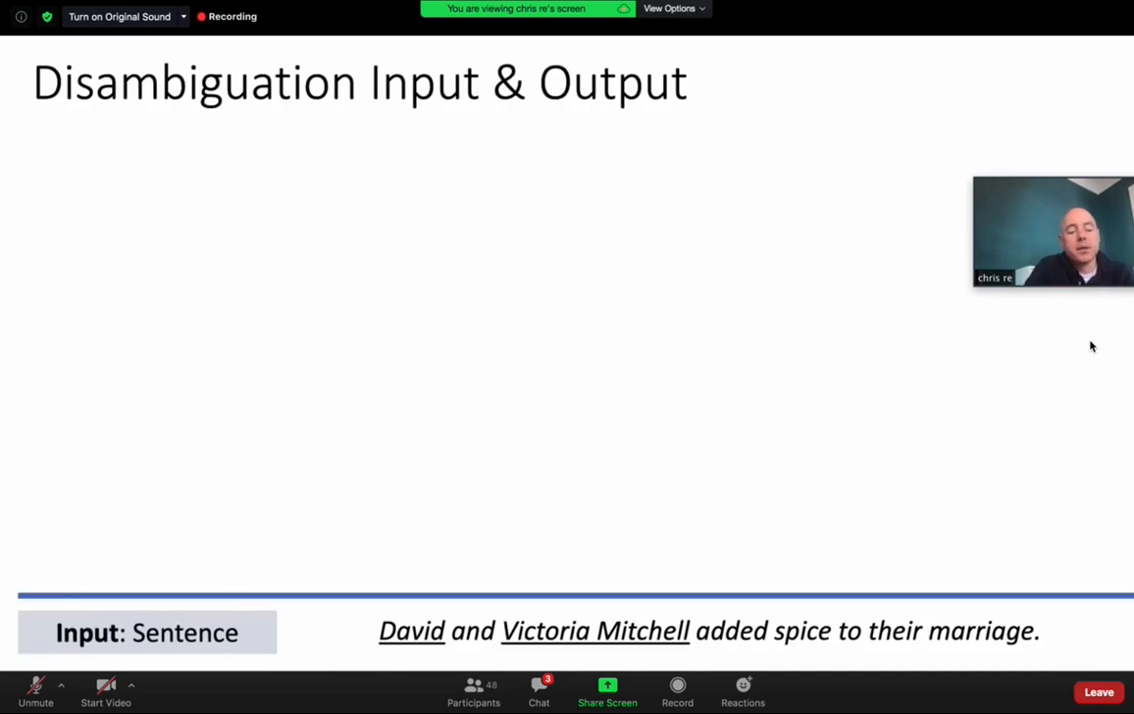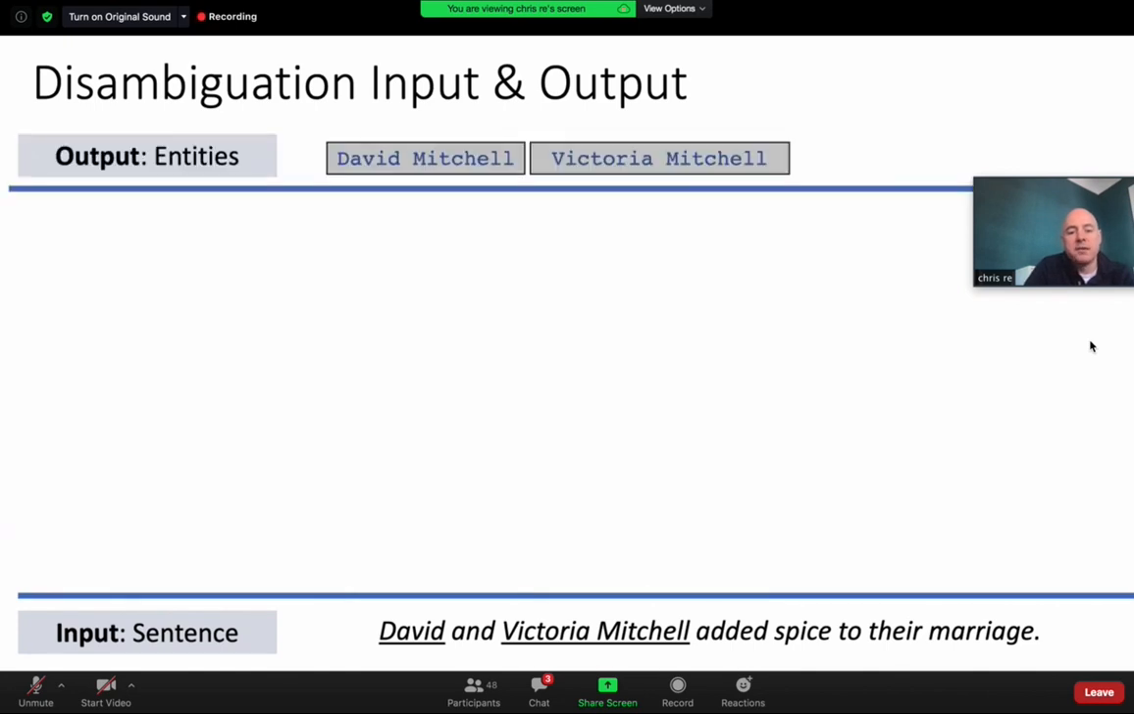So here's the goal. You have a sentence that comes in. I've underlined David and Victoria Mitchell here just for you. This is not something that's underlined in the input. This is: David and Victoria Mitchell added spice to their marriage. And your goal is to identify the David Mitchell in your database. So think about that as ID 47. And Victoria Mitchell, ID 125, whatever it is. Okay. And we want to get from that raw sentence to that map to the knowledge graph so that we can use them for a variety of downstream processing.